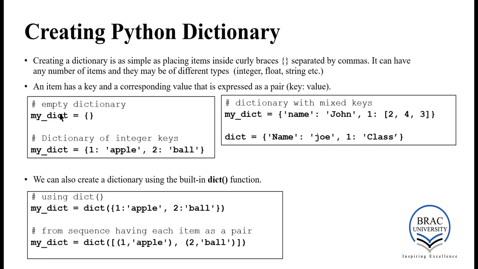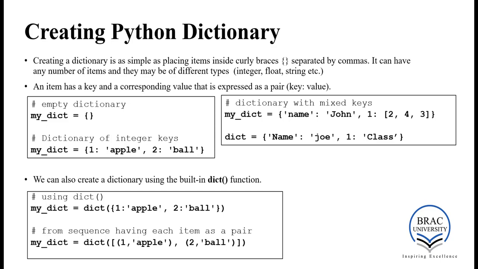If you want to declare a dictionary but you don't want to give any values, you can just write my dict. This is your dictionary name. You should follow the naming convention for the dictionary name as well, and then an equal sign and then curly braces, but empty. It will actually create an empty dictionary. It expects that in the future you will give some values here.